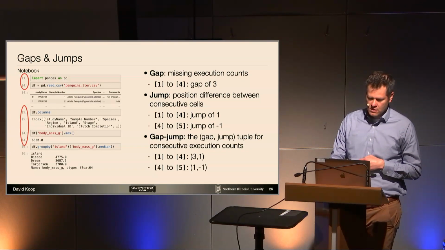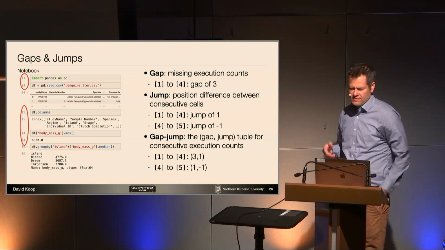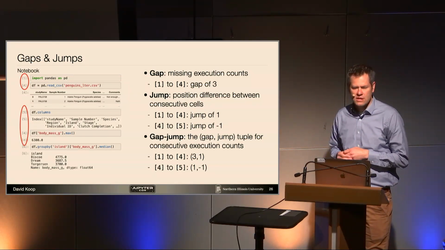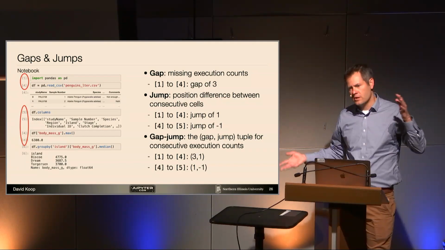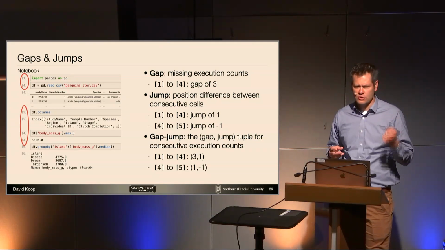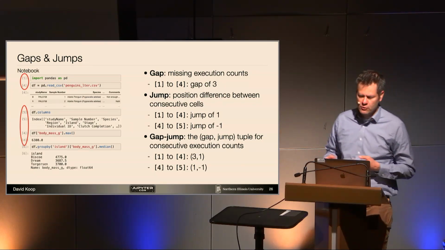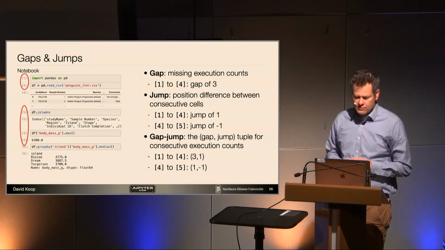Okay? So this leads us to introduce some new terminology, looking at these gaps in execution counts. If I look through all the numbers in my notebook, I can find those that just don't exist. So 2 and 3 don't exist, so I have this gap from 1 to 4. Subtract that, that's a gap of 3.